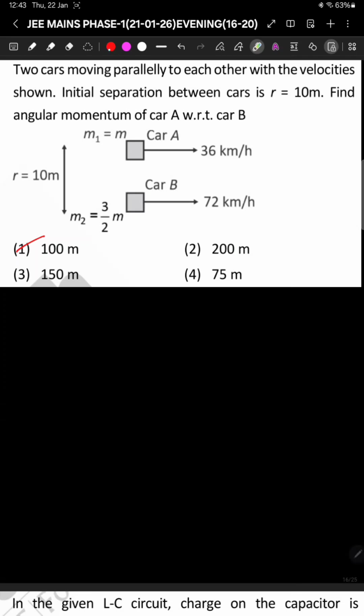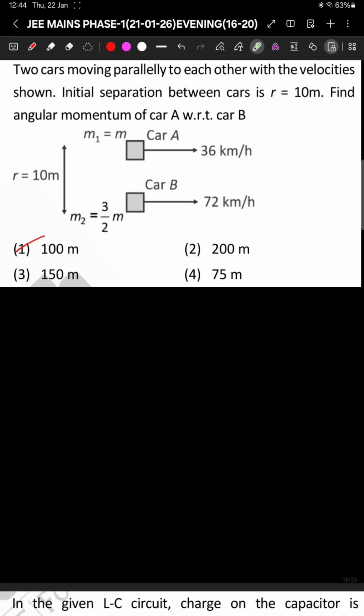Question number 16. Here 2 cars are moving parallel to each other with the velocity shown. Initial separation between the cars is given as 10 meters. Find the angular momentum of car A with respect to car B. This belongs to the rotatory motion concept.